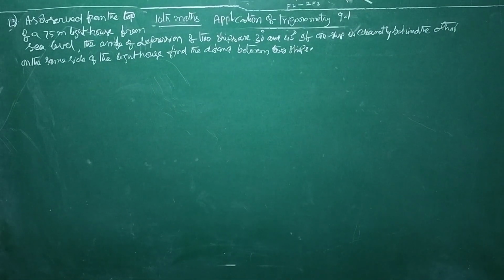As observed from the top of the lighthouse, there is the sea, and the ships are observed out there. There is a triangular application. Now we must choose a third point. What should it be exactly?